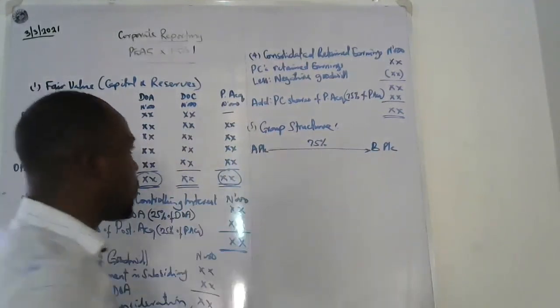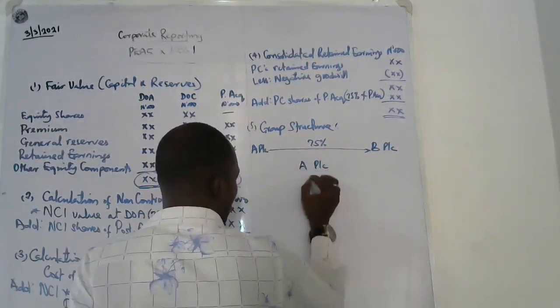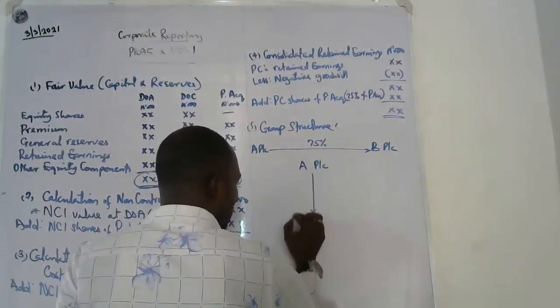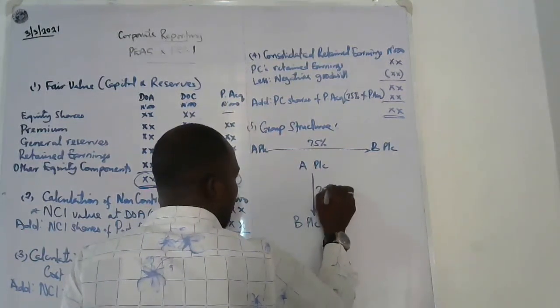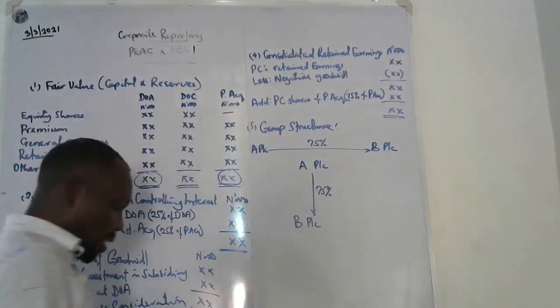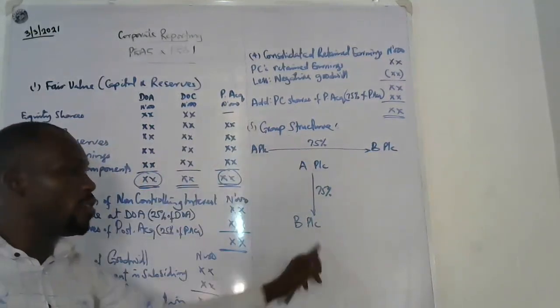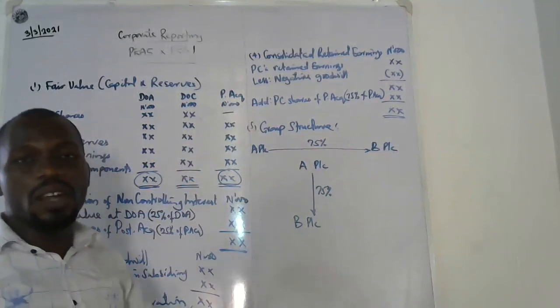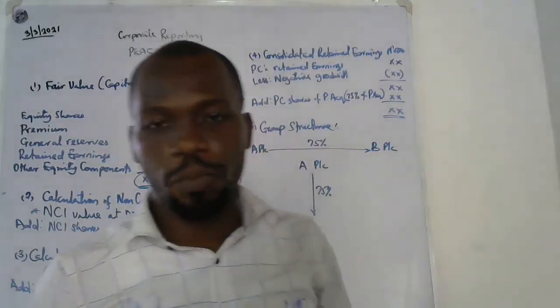If you don't use this format, you can also use this format. A PLC acquired B PLC with 75% holding. So if you don't use this structure, you make use of this structure. Every other element, you add them together, you consolidate them together, and you post.